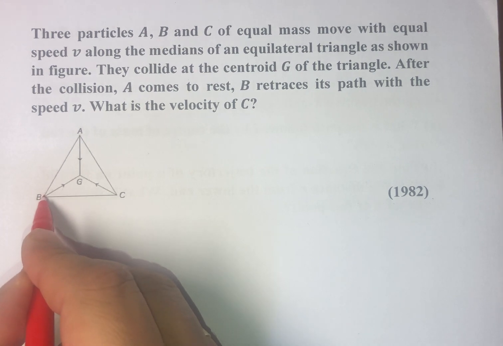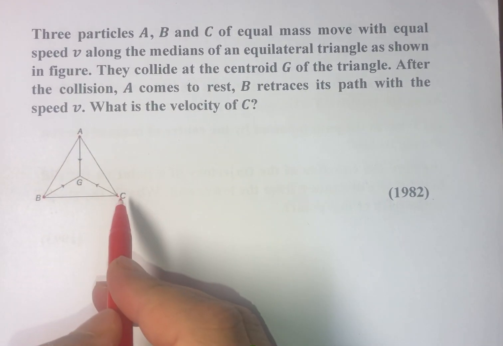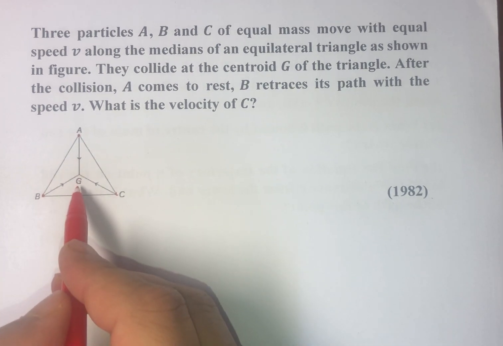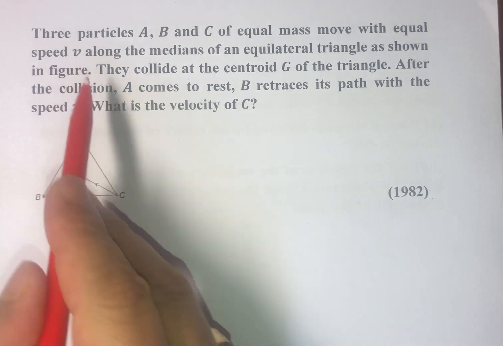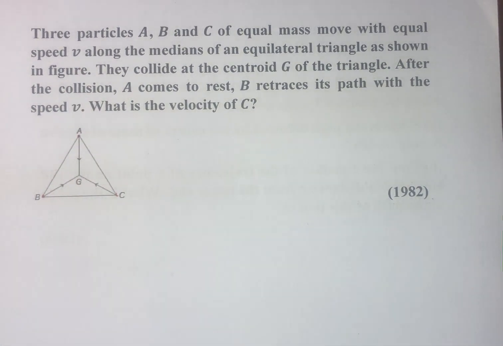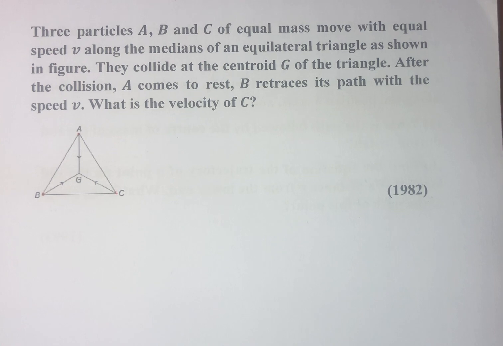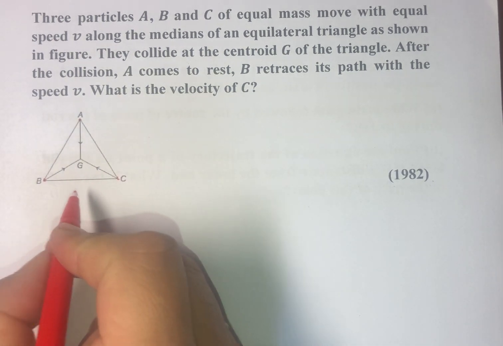So we have these three particles A, B and C, and they are moving toward the centroid G of the triangle with the same speed v, and each of the particles has the same mass. In this case, we are going to use the conservation of momentum before the collision and after the collision. So let us first consider the before collision scenario.